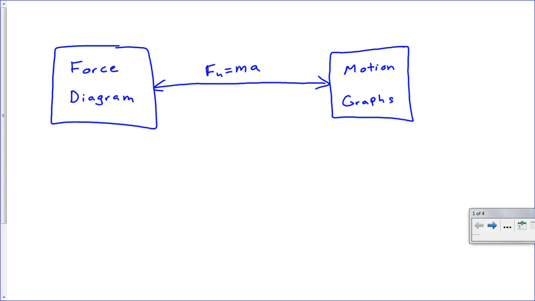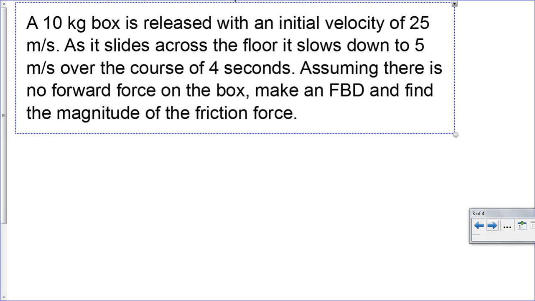So again, we do that because it seemed like it was giving us a lot of information about the motion, and then it asked us for force stuff in the end. So we're going to do motion stuff first. So I'm going to create a velocity versus time graph here. This one is not our most basic one because it says it has an initial velocity of 25, and then it goes down to 5. So it starts here at 25, and then it goes down to 5. It says that happens over the period of 4 seconds.